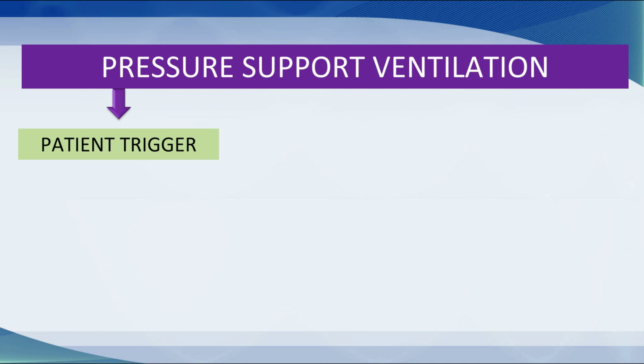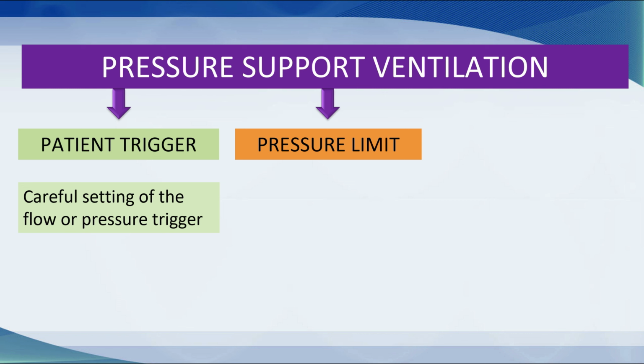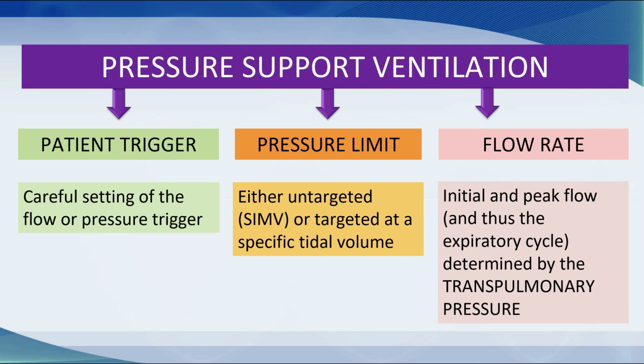When we're setting up pressure support, we need a patient trigger. We need to be careful about how this is set. We need to choose between flow or pressure triggering. We also need to set a pressure limit. That may be untargeted. For example, if the patient is on SIMV and SIMV is giving the patient his or her minute ventilation. But if the patient is breathing exclusively on pressure support, we need to target a specific tidal volume. And the flow rate, the initial and peak flow, and the expiratory cycle is determined by the transpulmonary pressure.